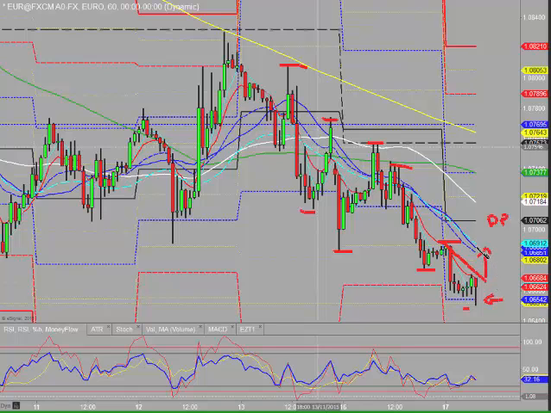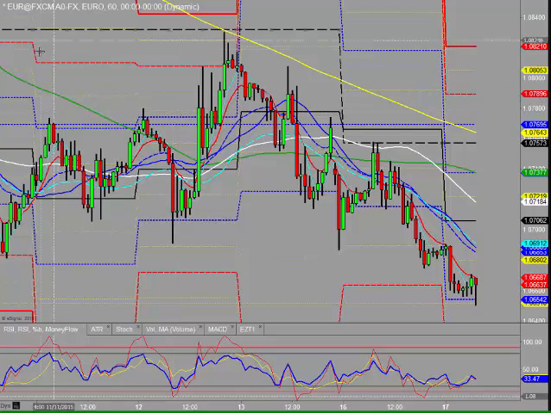There's of course the 21s in the way, the 34 moving average, and then we've got the daily pivot, so there's a halfway house on the way to that daily pivot if we see a break this morning of these highs here. Okay, looking then at the euro, let's have a look at the pound.